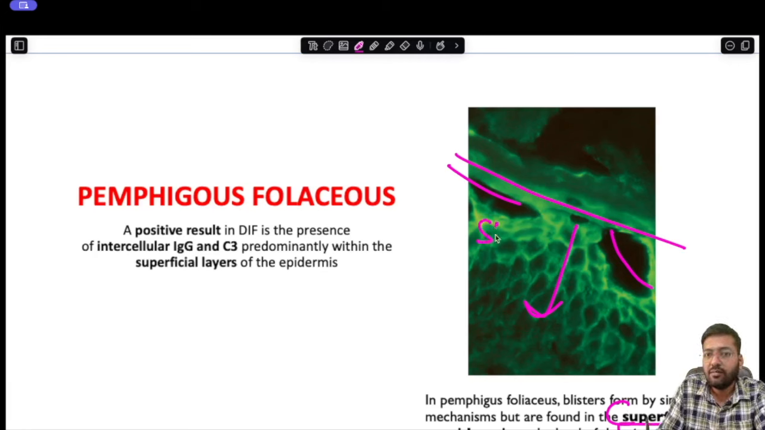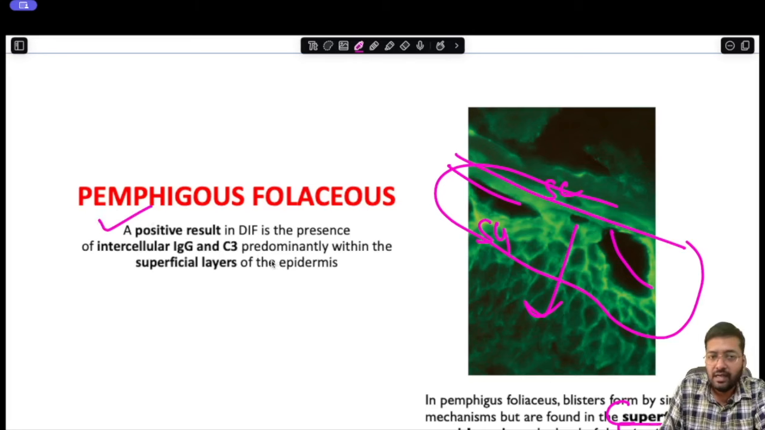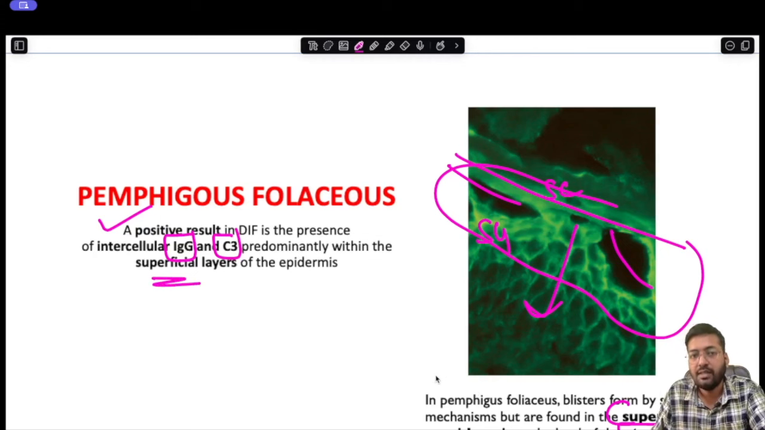So this is the stratum granulosum, and over here is the stratum corneum, which is forming the roof. At the level of the stratum granulosum, you can see maximum deposition of antibody in the upper layers of the epidermis. Why? Because desmoglein 1 is concentrated in the upper layer. So a positive result in direct immunofluorescence is the presence of intercellular IgG and complement C3 predominantly within the superficial layers of the epidermis. So this is about pemphigus foliaceus.